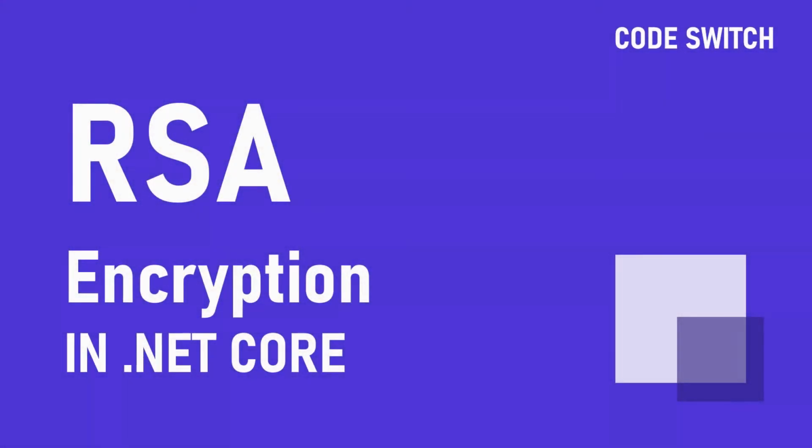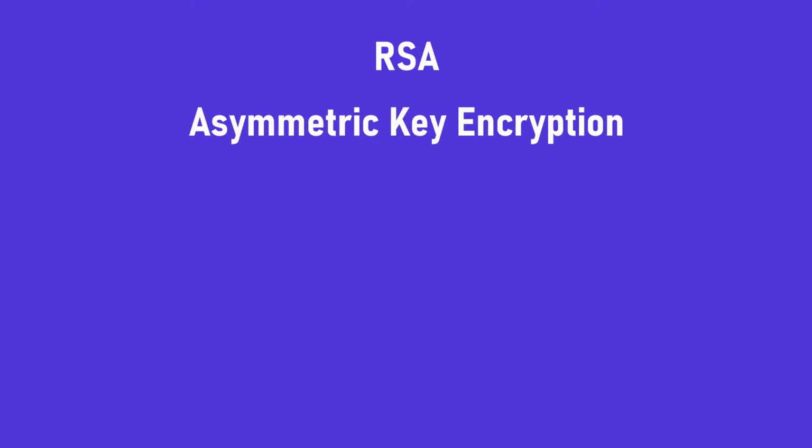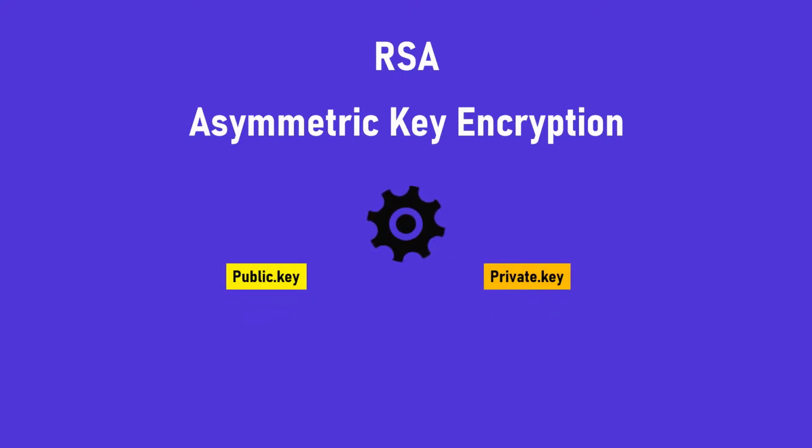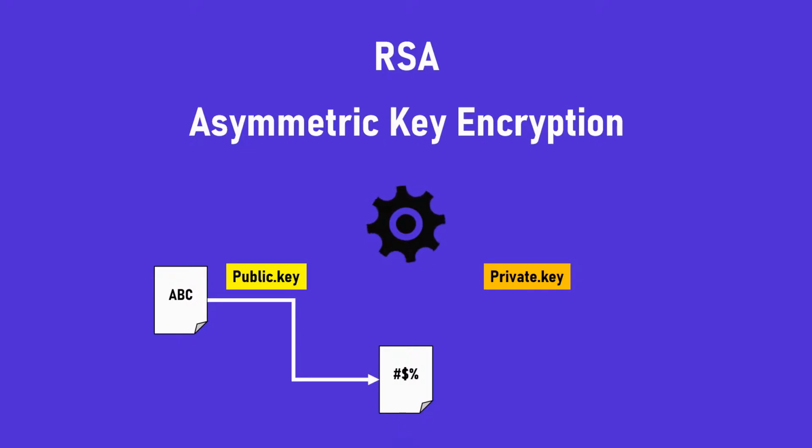So let's talk about RSA. RSA is different to other symmetric key algorithms because RSA is an asymmetric key encryption algorithm. That means we have an algorithm that is capable of generating two kinds of keys, a public key and a private key. The public key is used to encrypt something like a file or a string and we get the result. And using the private key we are able to decrypt the file.